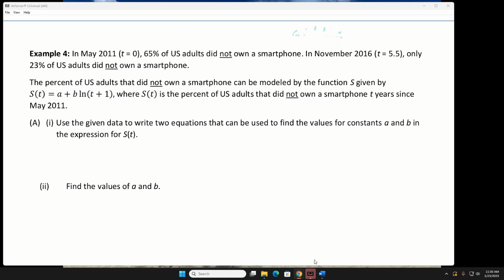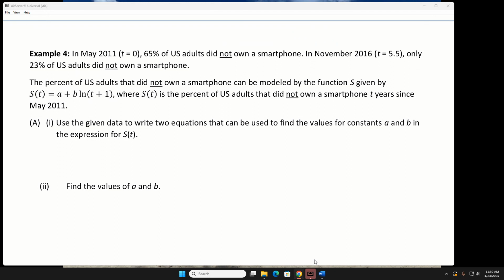If also it wasn't natural log, if it was a different type of log, then we wouldn't be able to use the calculator either. And so on this example, it says that in May of 2011, when t is equal to 0, 65% of U.S. adults did not own a smartphone. In November of 2016, when t is 5.5, only 23% of adults did not own a smartphone.